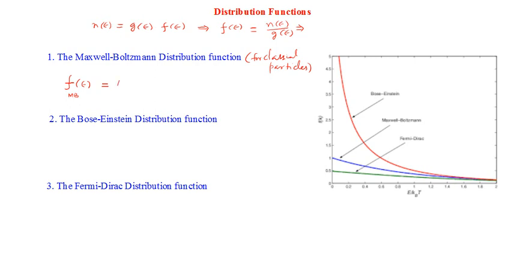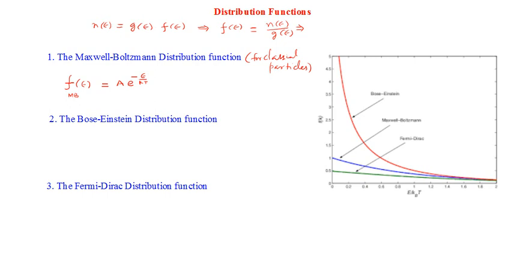The Arthur Beiser present edition textbook defines this as f_MB(E) = A e^(-E/kT), where A is some constant. That is the way in which the present edition of Arthur Beiser reports the Maxwell-Boltzmann distribution function, which can be converted into several other forms.